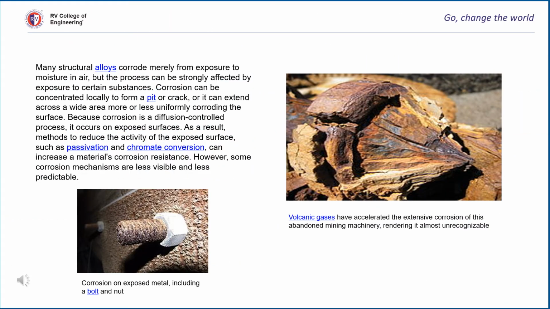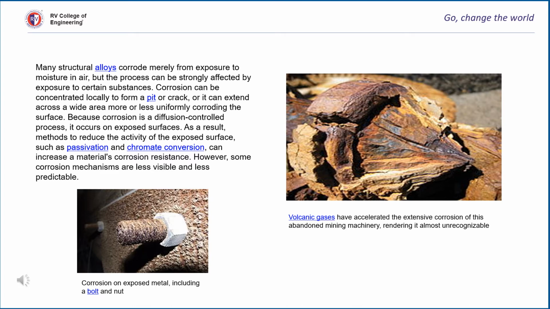Many structural alloys corrode merely from exposure to moisture in air, but the process can be strongly affected by exposure to certain substances. Corrosion can be concentrated locally to form a pit or crack, or it can extend across a wide area more or less uniformly, corroding the surface.